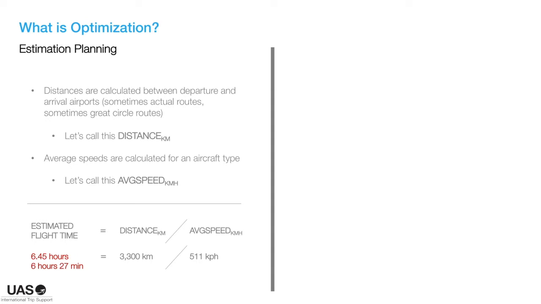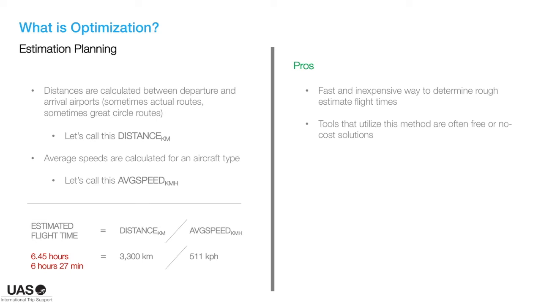There are some pros to this method. The first is that it's a fast and inexpensive way to determine rough flight times. Tools that utilize this method are often free or no-charge solutions. This is also the method that most scheduling softwares use.